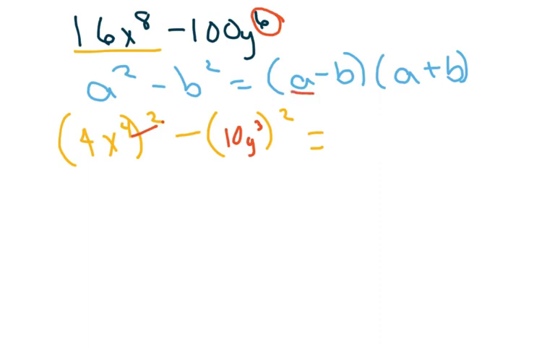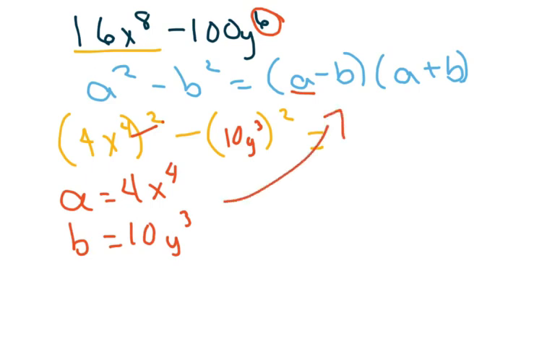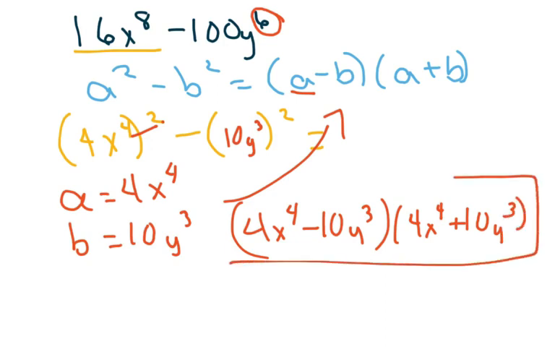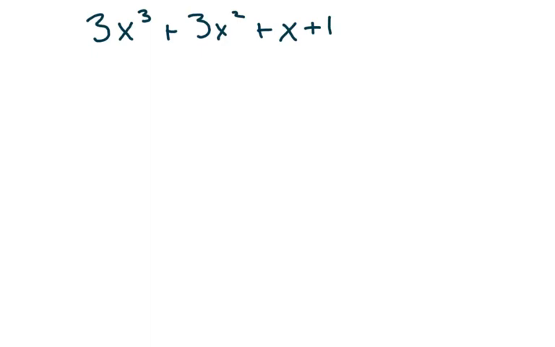So I just plug in my a, so I can write it out. A is 4x to the fourth, and b is 10y cubed. So you just plug it into this formula. So we get 4x to the fourth minus 10y cubed times 4x to the fourth plus 10y cubed, or vice versa. That's your answer. All right, the next one, we're going to use factoring by grouping.